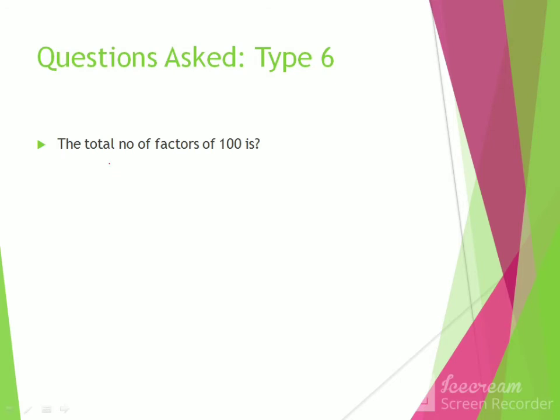The next question is the total number of factors of 100. As we read in the previous question, we can write this as 1 into 100. Again we can write 2 into 50. It will not go in the 3 table. 4 into 25. 5 into 20. Then 6, 7, 8, 9, it will not go. It will go 10 into 10.